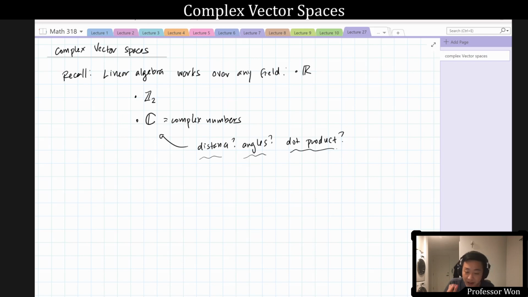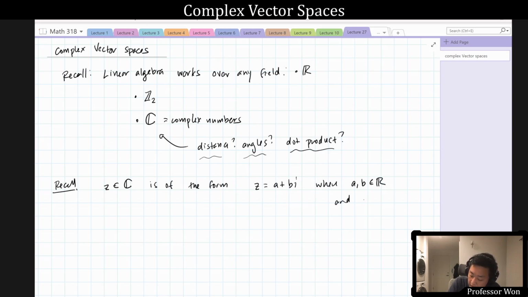Okay. First, though, we should make sure we're all on the same page. Do a brief review of complex numbers, which we talked about a little bit earlier in the class, but now they're the main point of this section of the notes. So let's just recall that a complex number, usually we use the letter z for a complex variable, is of the form a plus bi, where a and b are real numbers, and i squared equals -1. Okay.